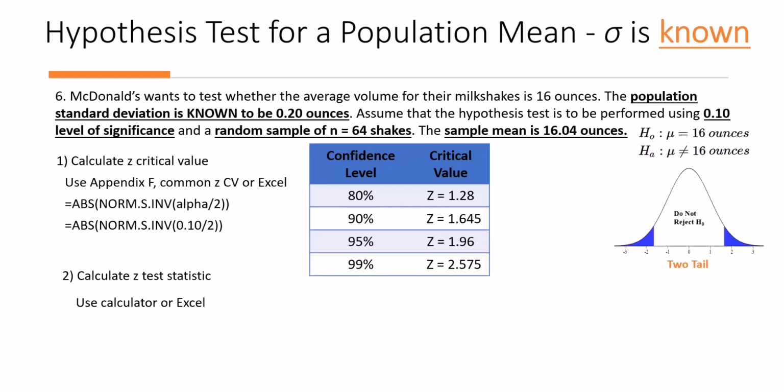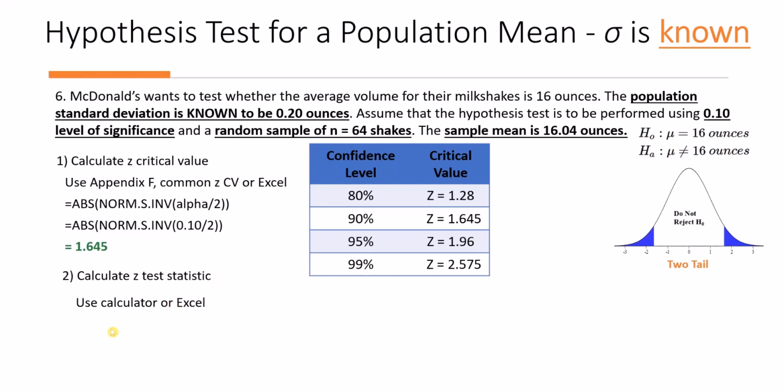The first step is to calculate our Z critical value. You could use the appendix, the common Z values, or Excel. The level of significance is 0.10, so that is a 90% confidence level. We know that's 1.645, but here is our formula for reference using the NORM.S.INV function, because our population standard deviation is known.